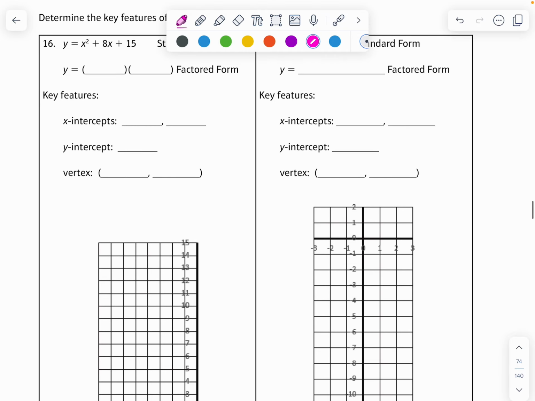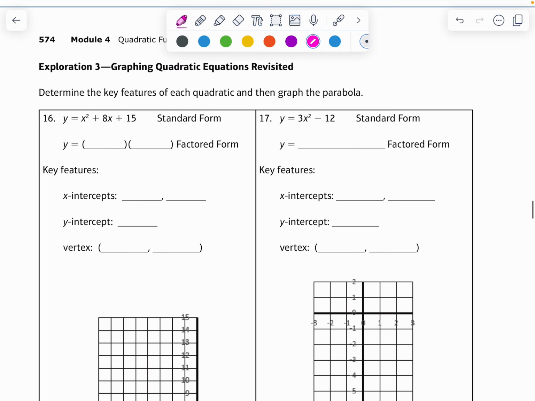I need to show you number 16. Oh man, this is kind of important. You want to know why we're doing this whole thing? Watch this. This is standard form. This is how you go to factored form. All right, we already did this on the previous page. It's x plus 3 and x plus 5. That's why this book taught you factored form.